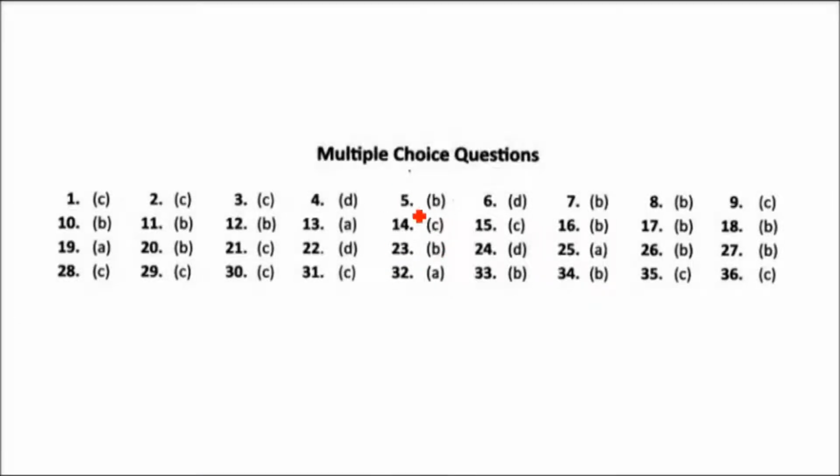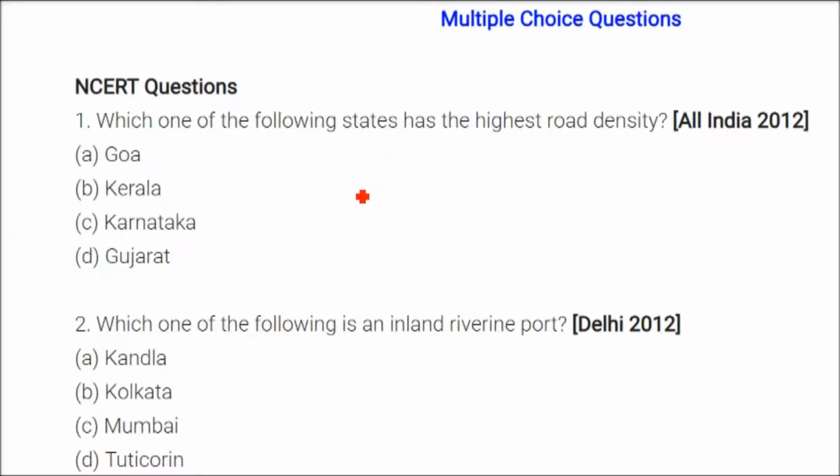So these are the key to multiple choice questions. Coming to the MCQs. Which one of the following states has the highest road density? It is Kerala, around 300 plus. That is the density, roads per unit 100 by 100 kilometers. That is the road density.